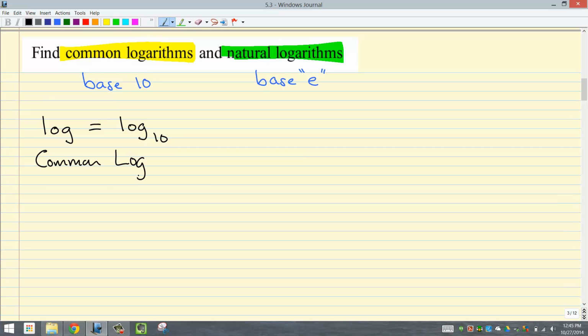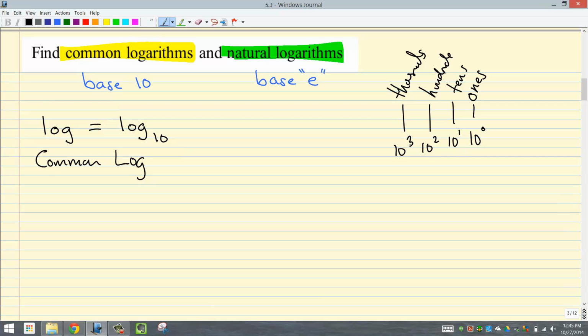It's probably called the common log because our entire number system is base 10. And I think we talked about this earlier, but when you look at your place values, you have the ones column, the tens column, the hundreds column, the thousands column. And the ones column is 10 to the 0. That's 1. The tens column is 10 to the first. 100 is 10 to the second. 1,000 is 10 to the third.